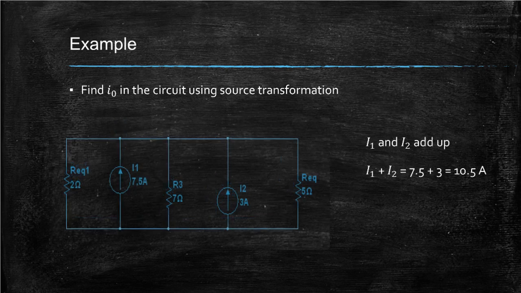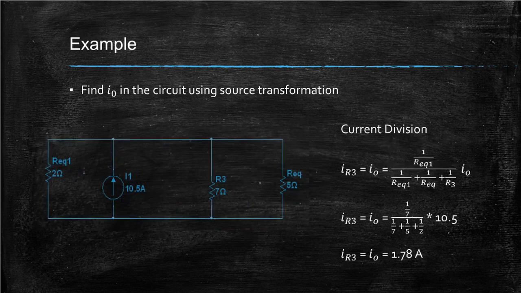Now, two current sources are in parallel and can be combined to form a single source. They both flow in the same direction, so they add up. Also to note, voltage sources in series add up while current sources in parallel add up. Finally, we have a single current source in parallel with 3 resistors. We are looking for I0, which is the current flowing through resistor 3. Easiest way to do this is to use the current division equation to find the current because everything is set up for it. At the end, we found the current to be 1.78 amps.